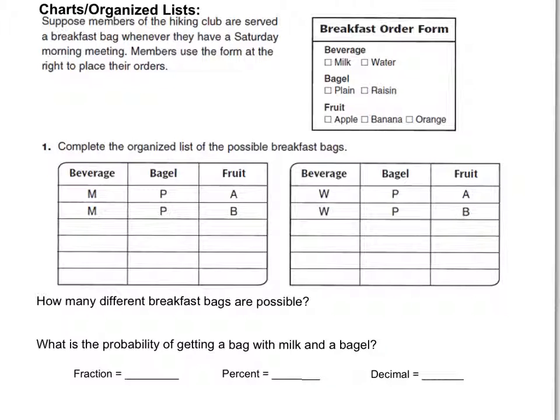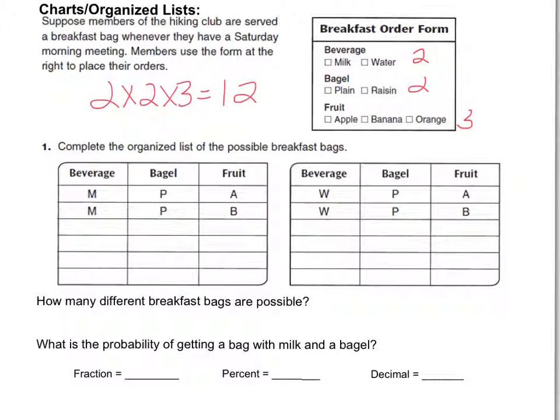So we have 2 beverage options, 2 bagel options, and 3 fruit options. And we can find the total number of outcomes by simply multiplying them. 2 times 2 times 3 is 12. So we should have 12 options in the end.